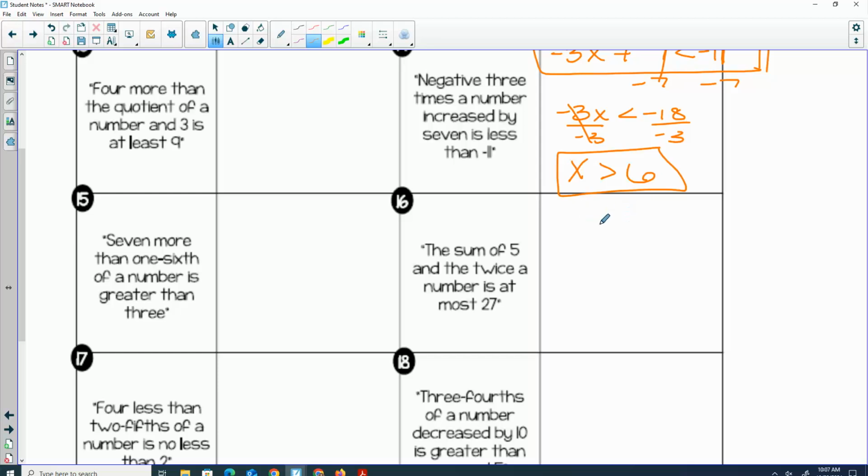Number 16, the sum. So we are adding 5 and twice a number is at most. That means it can't be bigger, so it would be less than or equal to 27. Subtract our 5. So we get 2x is less than or equal to 22. Divide by 2. Does my inequality flip? No, because I divided by a positive. So x is less than or equal to 11.